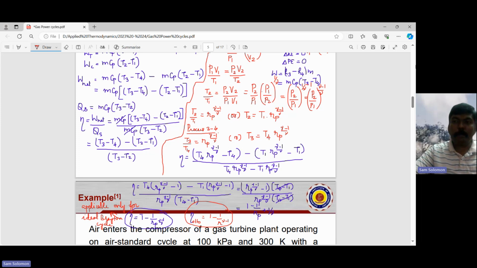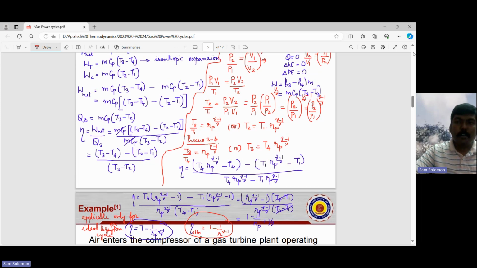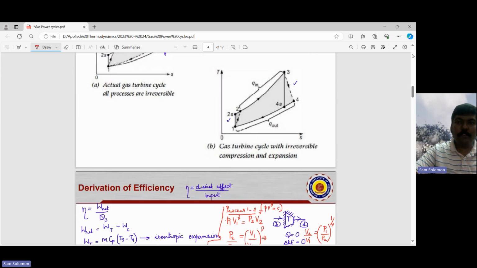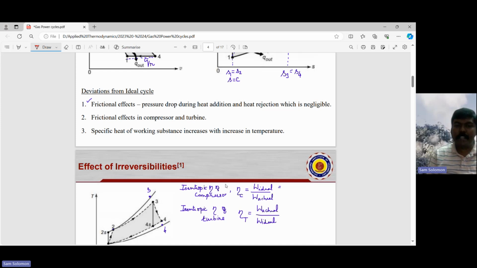So having written the expression for work input to the compressor and work delivered by the turbine, let's come back to our isentropic efficiency of the compressor. Your ideal work input to the compressor will be m Cp times, if it is going to be ideal, process 1-2s, isentropic, so that is T2s minus T1, whole divided by m Cp times (T2 minus T1).